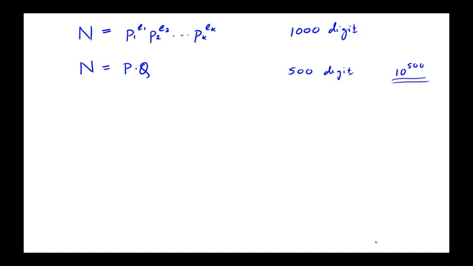Okay, so more generally, if the number of digits or the number of bits, the length of the number, is little n, then if little n is the number of bits that it takes to write out capital N, then capital N is about 2 to the little n. And the best classical algorithms take time which is exponential in square root of n.